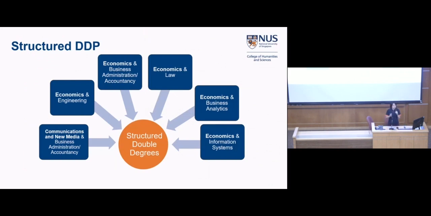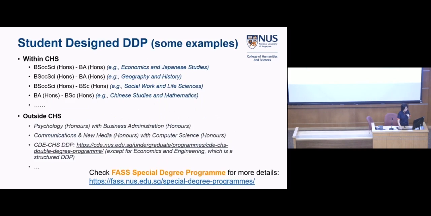Mostly are with departmental majors in economics, but we also have with communications and new media, CNM, with some other majors from other faculties. For student design DDP, this means what you can initiate. So within CHS, you can do, for example, major in social work, which leads to Bachelor of Social Science, as your one degree type, and then do life science, and that leads to Bachelor of Science. So you can initiate this for yourself if it is within CHS.